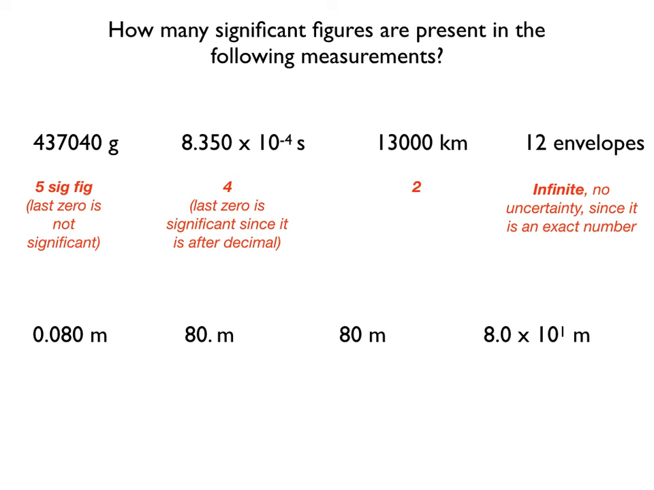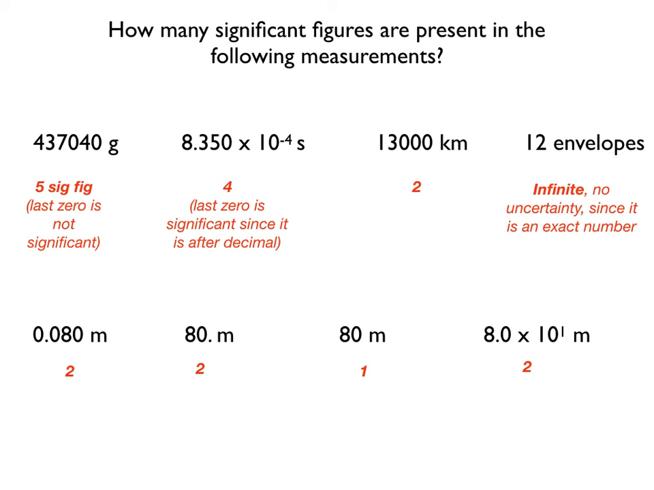And then at our bottom row, we have 0.080. So in this case, we have 2 sig figs. The 8 and the final 0 are significant. 80 decimal point, again, 2 sig figs. 80 with no decimal point would only be 1 sig fig. And 8.0 times 10 to the first would again be 2 sig figs.